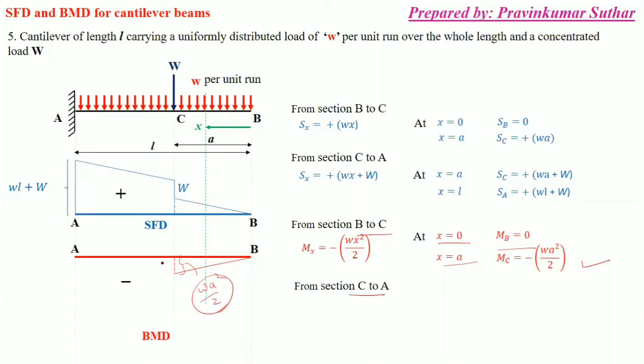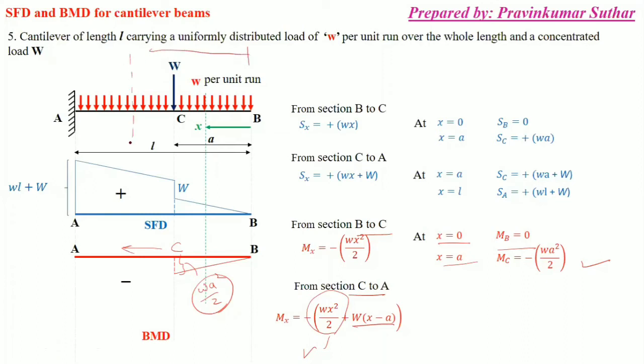Next is for section C to A, from C to A. In this we have the equation like this: wx square by 2 plus W(x minus a). Because of the UDL, this is simply wx square by 2, and this other term is because of the point load. As you can see, we are considering the section from this point like this.